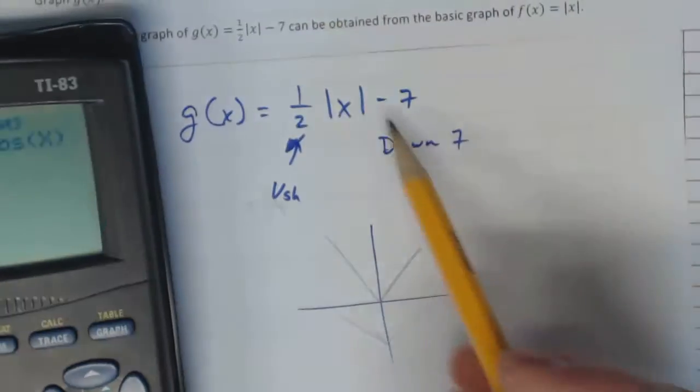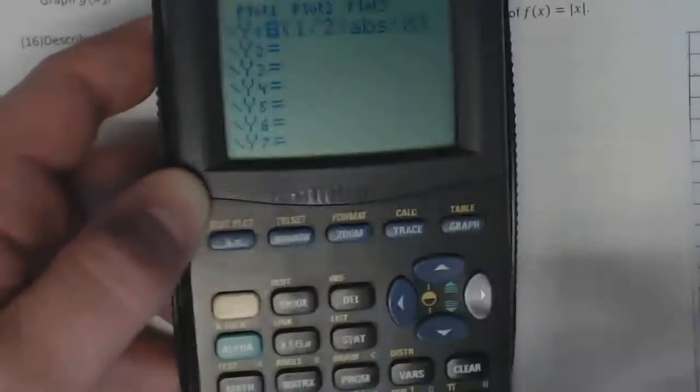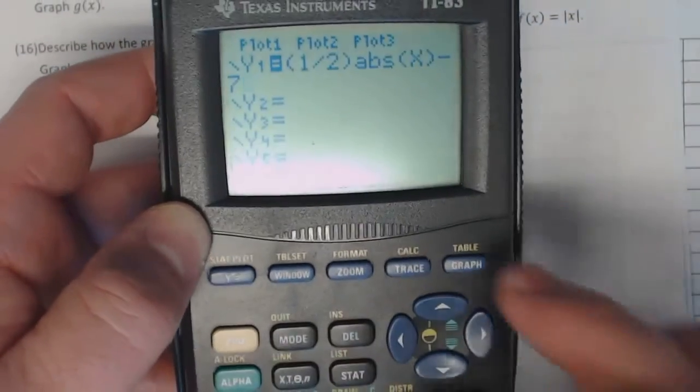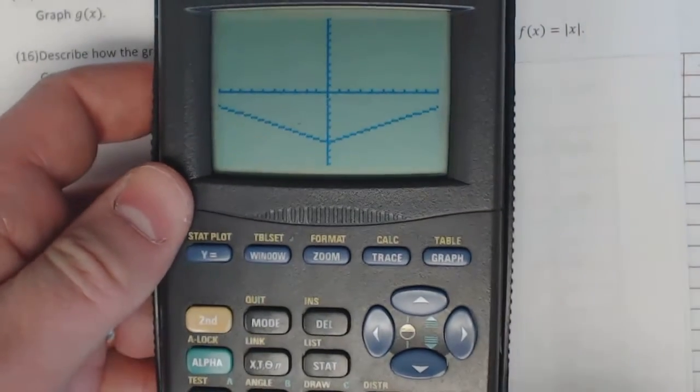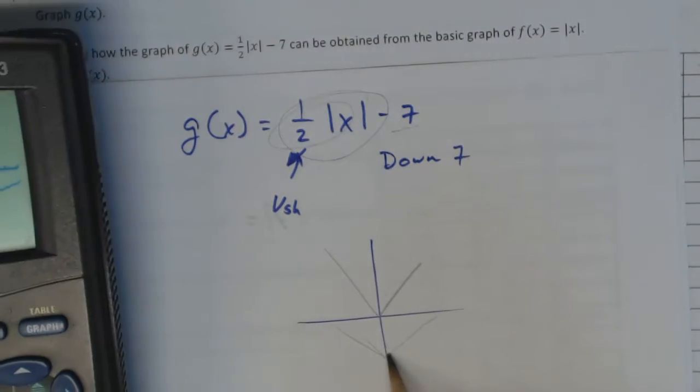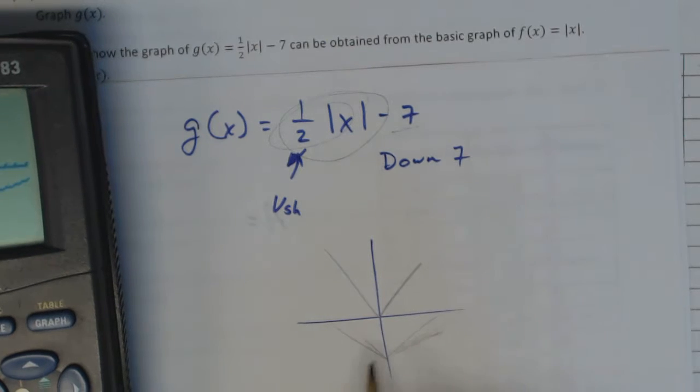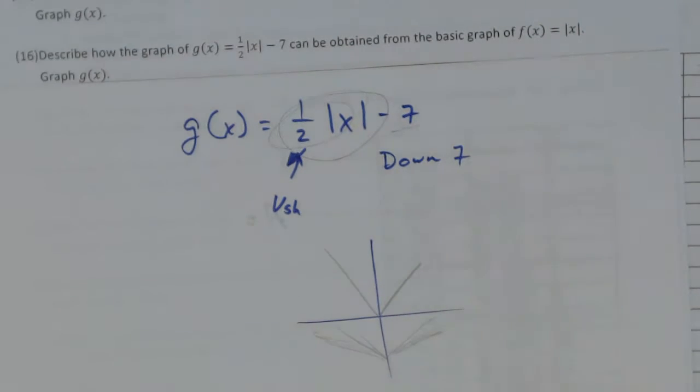That's the 1/2. So I've graphed this so far. -7. Hit the minus key, not the negative, but the minus key, -7. And then graph that bad boy. Yeah, see how it's been flattened out some. See how it's been flattened out, and I didn't flatten mine out enough, and it went down 7.